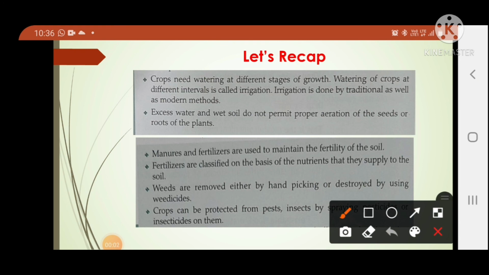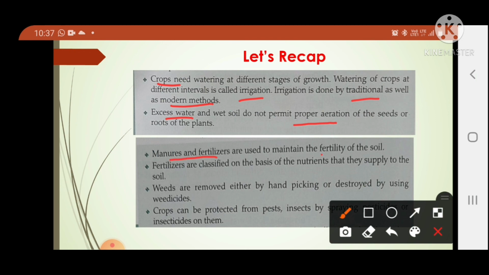Let's recap what we learned today. So now we know crops need watering at different stages of growth. Watering of crops at different intervals is called irrigation. It is done by traditional as well as modern method. Excess water and wet soil do not permit proper aeration of seeds or roots of the plants.